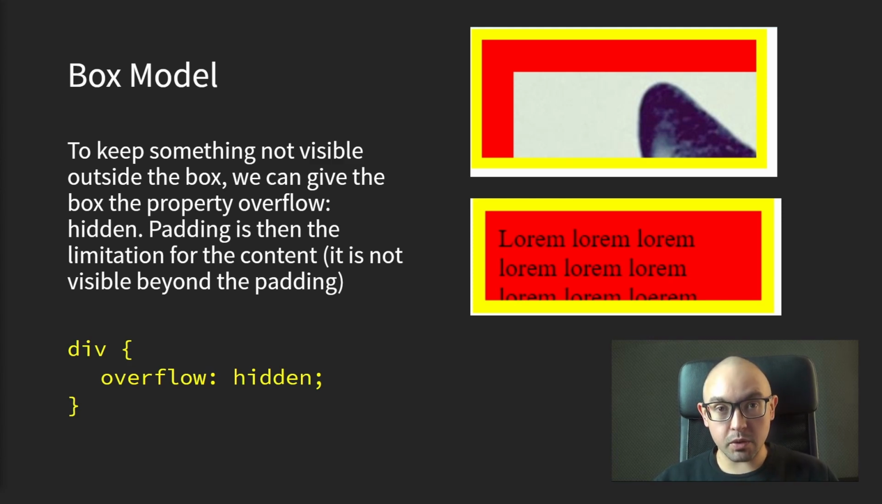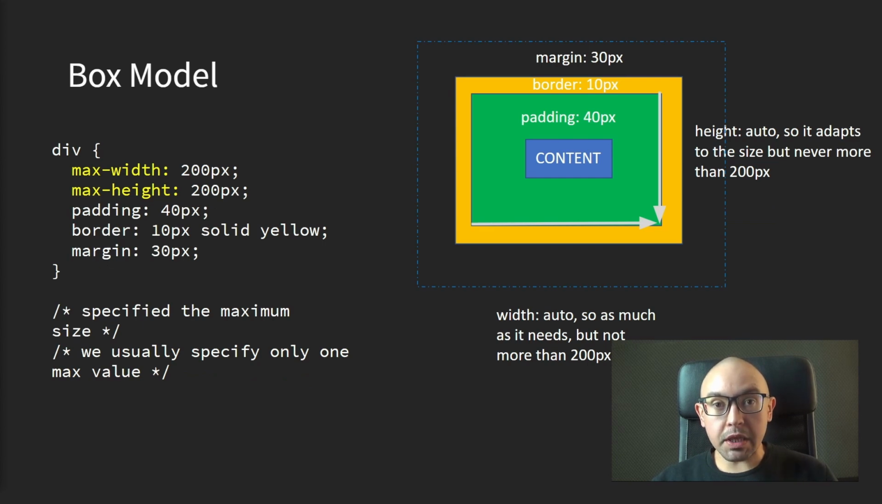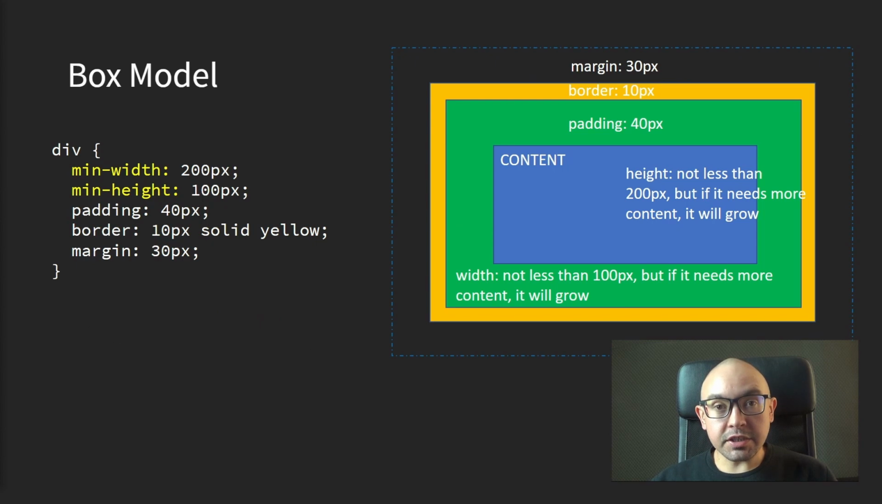Another important issue related to the box model is determining its maximum width and height. By establishing such a property, our box will increase with the content until it reaches the maximum value. In this case, 200 pixels of its width and 200 pixels of its height. In addition to the maximum values of the height and the width of the element, we can also set their minimum values. Then our element will have at least as much height or width as we specify, or more if its content requires it.